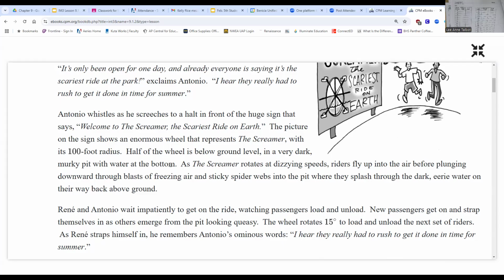Renee and Antonio wait impatiently to get on the ride, watching passengers unload. New passengers get on and strap themselves in as others emerge from the pit looking queasy. The wheel rotates 15 degrees to load and unload the next set of riders. As Renee straps himself in, he remembers Antonio's ominous words: "I hear they really had to rush to get it done in time for summer."